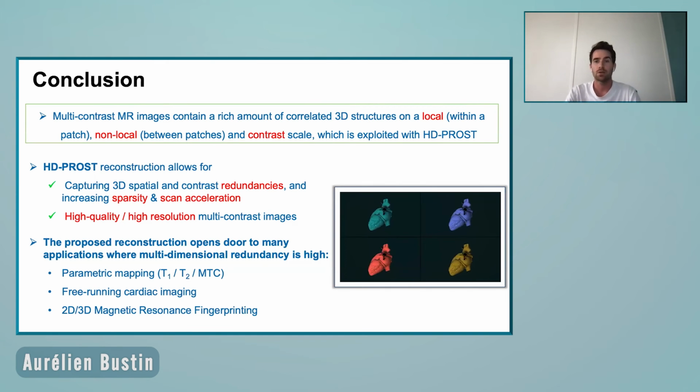And that's more or less the conclusion of my talk. Please have a look at the website. Please use HD-PROST. A lot of you have been using it so far. I'm always available if you have any questions or if you have any ideas for extensions, because we could do it for 4D, 5D, 6D, any dimensions. So there are a lot of things still to do with this algorithm.